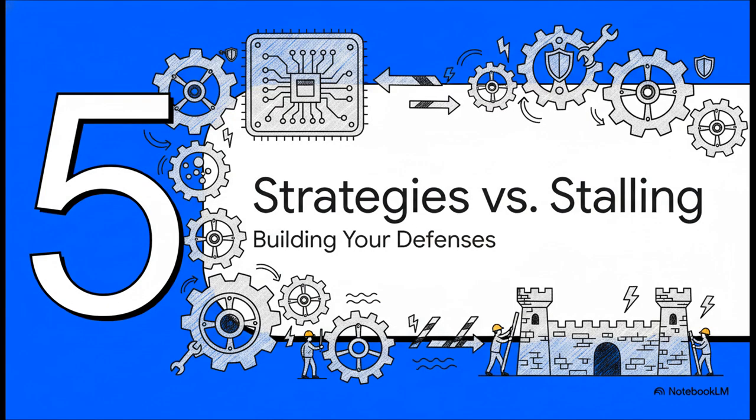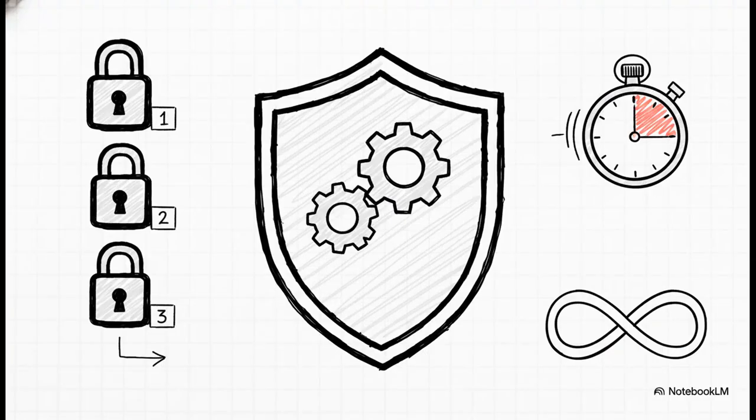So we've met the villains. The question is, how do we fight back? Well, the good news is engineers have come up with a whole toolkit of strategies to build our defenses and stop these stalls before they start. When it comes to preventing deadlocks, one of the most powerful tools is lock ordering. Just make sure every process tries to acquire locks in the exact same sequence. If you do that, a circular wait just can't happen.